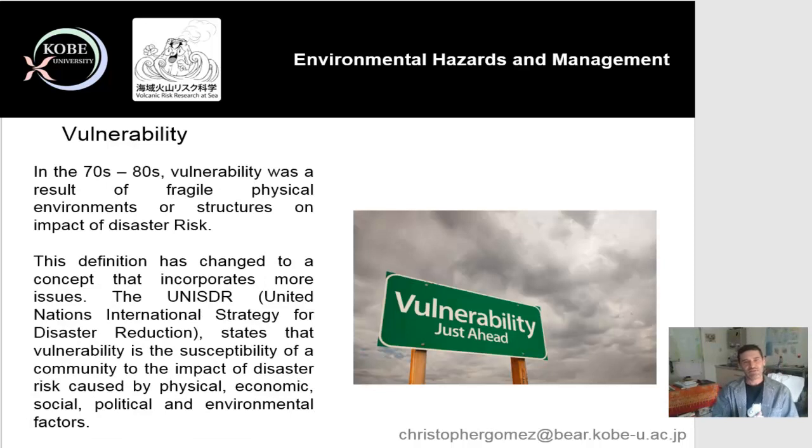And in the 70s and 80s, vulnerability was seen as a result of a fragile physical environment or structures on the impact of disaster risk. This definition has actually changed, and the idea that we had has really changed. If I give you one official view, it is the one of the UNISDR, the United Nations International Strategy for Disaster Risk Reduction, which stated that vulnerability is the susceptibility of a community to the impact of disaster risk caused by physical, economic, social, political, and environmental factors. Well, you can tell me, from 1981, so what's the progress?